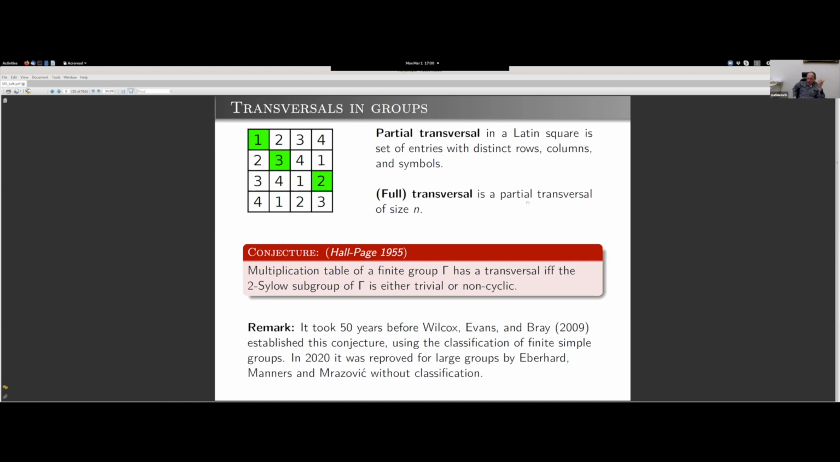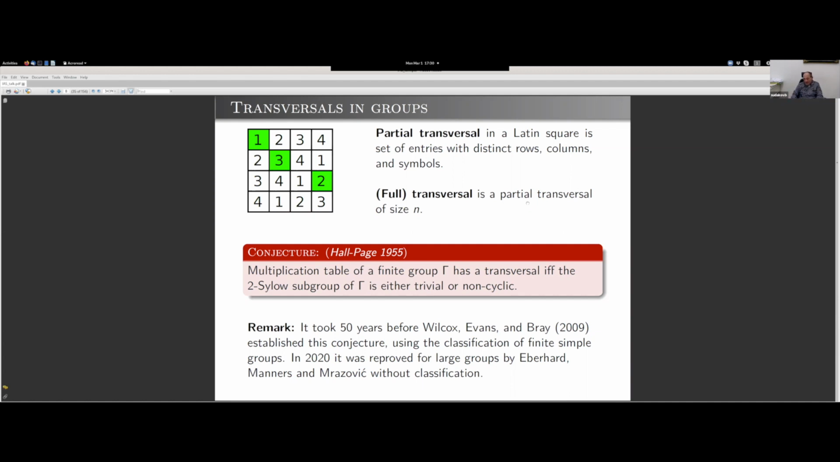It was quite a non-trivial proof because it used the classification of finite simple groups. Recently, in 2020, a very nice different proof, at least for large groups, was found by Eberhard, Manners, and Mrazović. But even this proof is quite non-trivial. It's a 60-page paper with a lot of use of heavy analytic number theory. So I want to talk about a combinatorial setting.